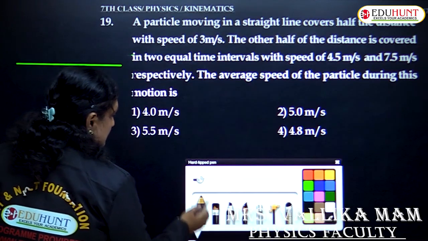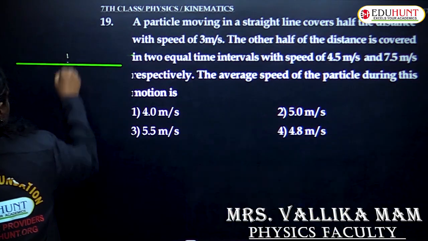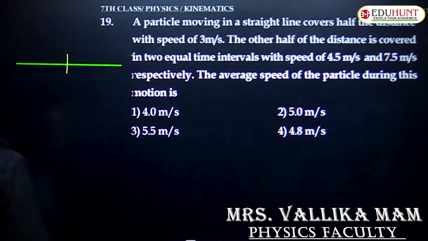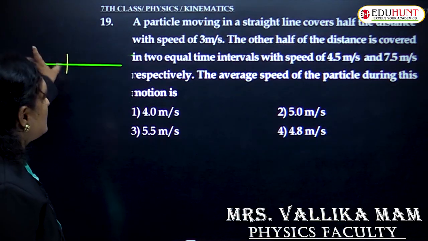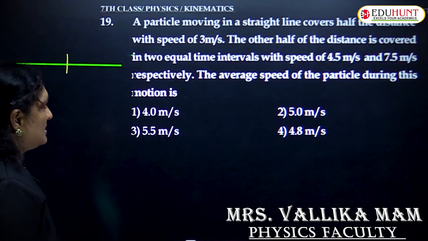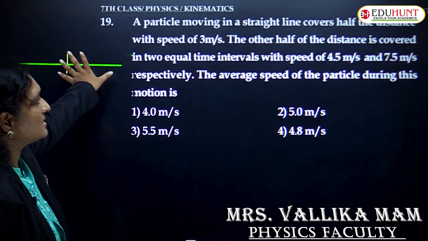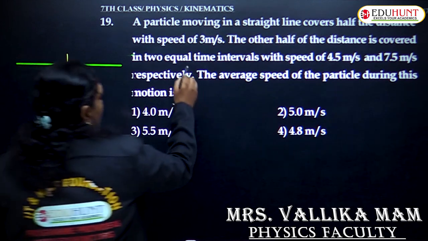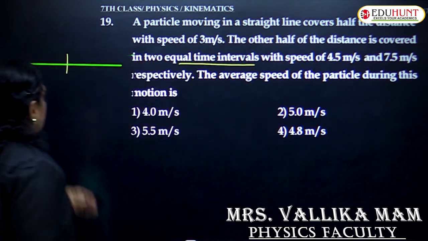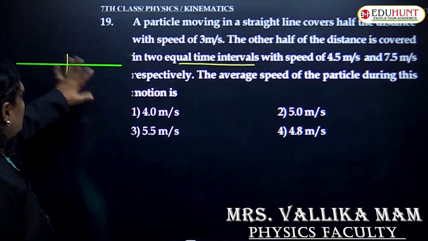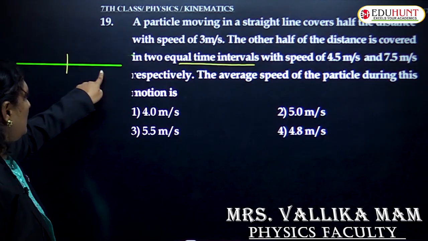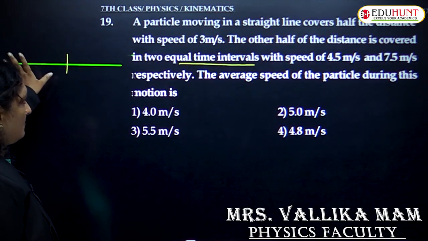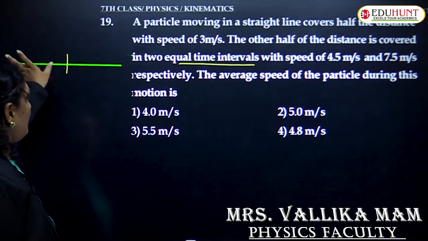How much distance has they said? Half the distance. Let me divide it into two equal parts. Then this half distance it covers with a speed of 3 meters per second. The remaining half distance is covered in two equal time intervals. What they said? Equal time intervals. That means if this is three different times, t, and here one more time, these two times are equal, but this is different.